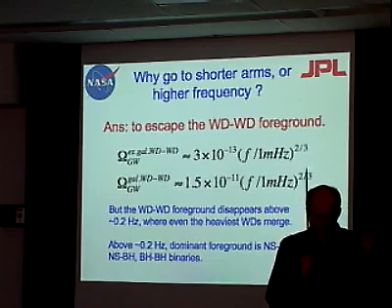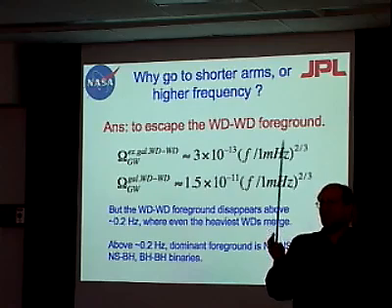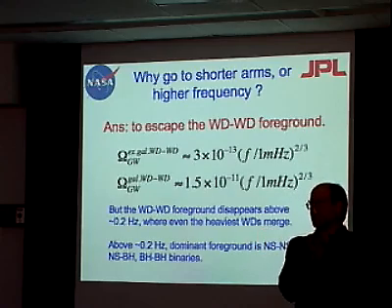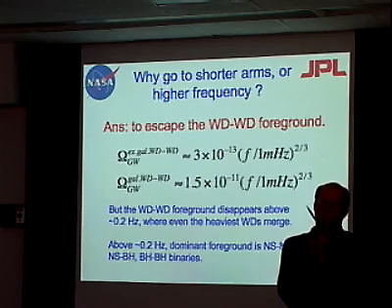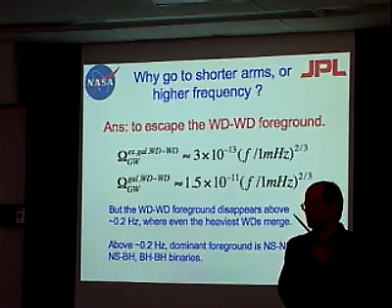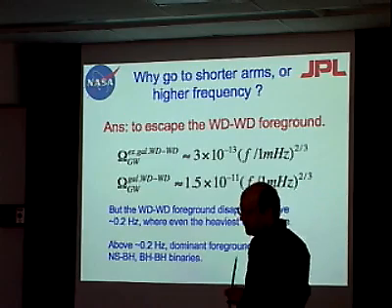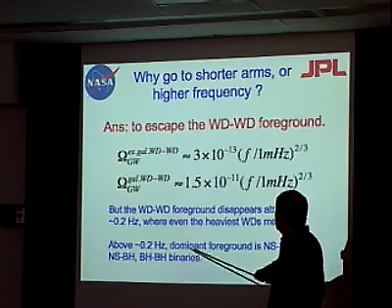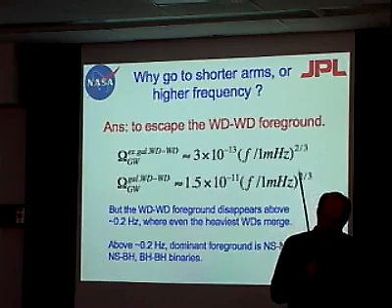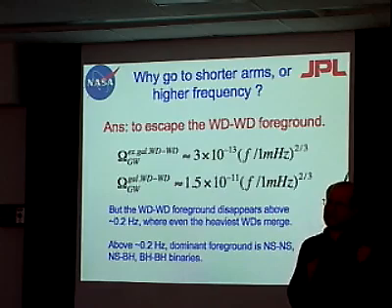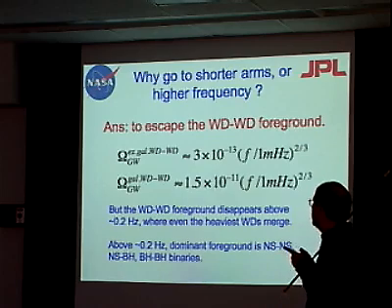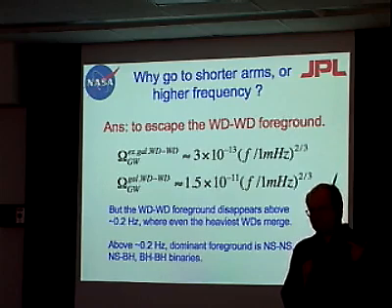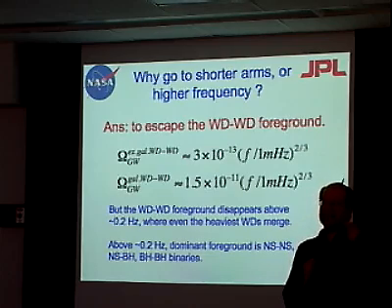However, if you go up above 0.2 hertz, all the white dwarfs, even the heaviest white dwarfs, have merged by then. So the white dwarf background disappears above about 0.2 hertz. Above that, there are other foregrounds. There are basically the binaries one looks for in LIGO: neutron star, black hole, and black hole binaries. And the game to make BBO work is actually to be able to resolve every single one of those binaries and take them out of the data.